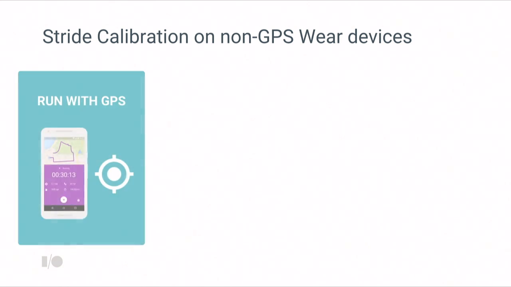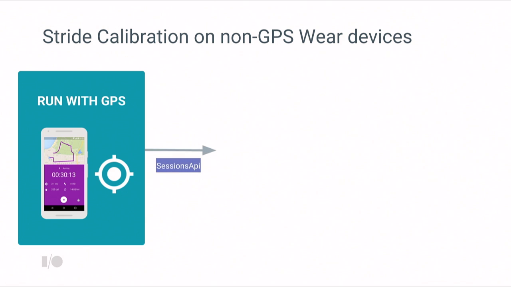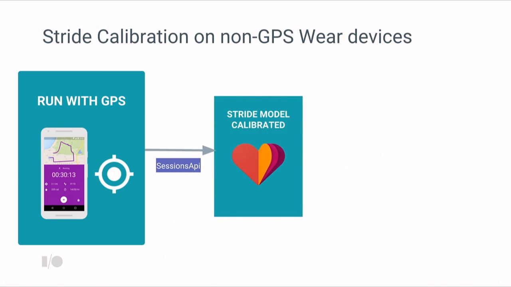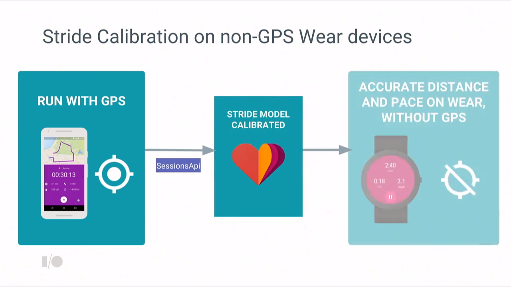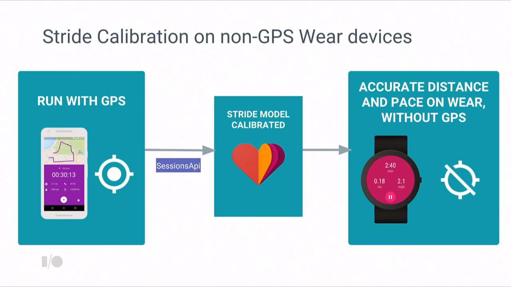Finally, we've added stride length calibration to the Fit platform, which we hope will greatly benefit non-GPS Android Wear devices. So now, if a user goes running, initially with their phone and their watch, which has the phone which has GPS and the watch which doesn't, the two will calibrate together and generate a stride model, and then they'll get accurate distance and pace estimates running without their phone, just with their non-GPS Android Wear device.